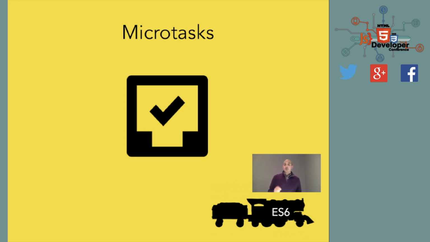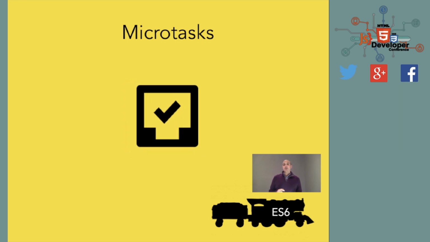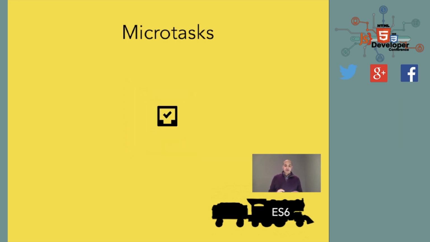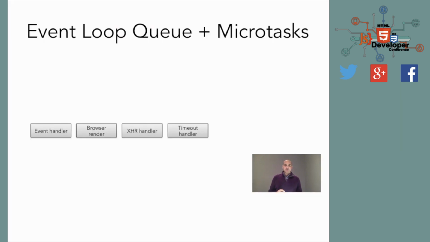But with ES6, in order to make things like promises faster and eventually Object.observe faster, ES6 has this new concept of microtask, which sort of interacts with the event loop. So let's see what happens with microtasks and Object.observe in ES7. So how does that change?